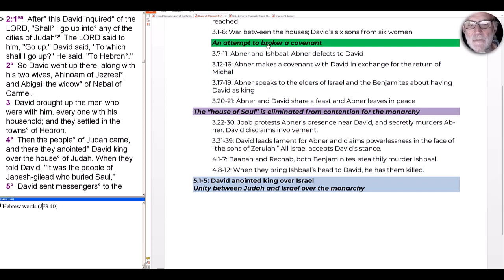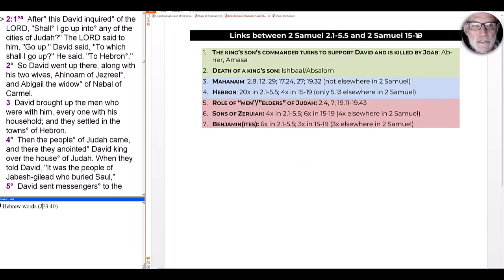And when we look at these chapters, we often have to see there are some amazing links between this unit and a parallel unit in 2 Samuel 15 to 19. And here are a whole series of those around situations, around places, and around people. So we can see in both situations the king's son's commander, whether that's Abner or Amasa here, turns to support David and is killed by Joab. And of course both end with the death of the king's son, Ishbal and Absalom.